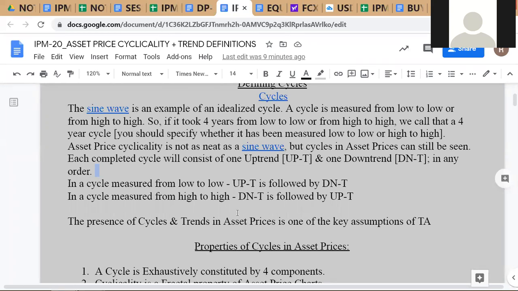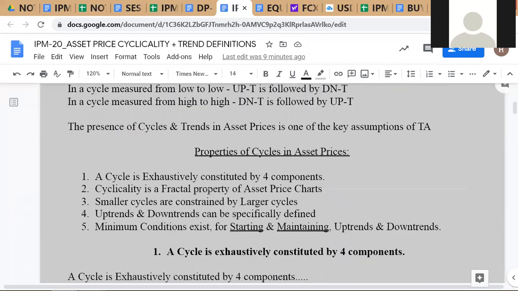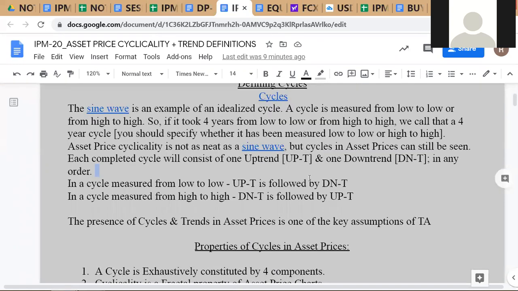Basically, a cycle is about four parts. These are the other properties of cycles that we'll come to. Essentially, let me just point this out. I'm just trying to make sure I follow the notes and explain the broad parts of it.